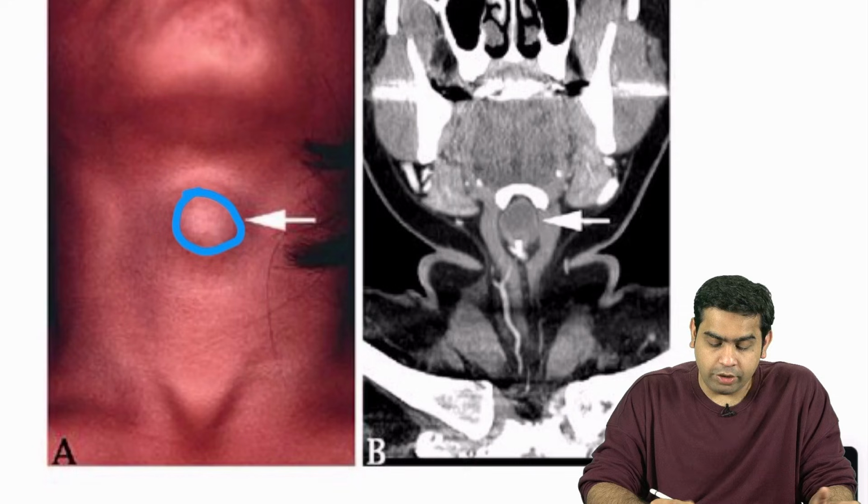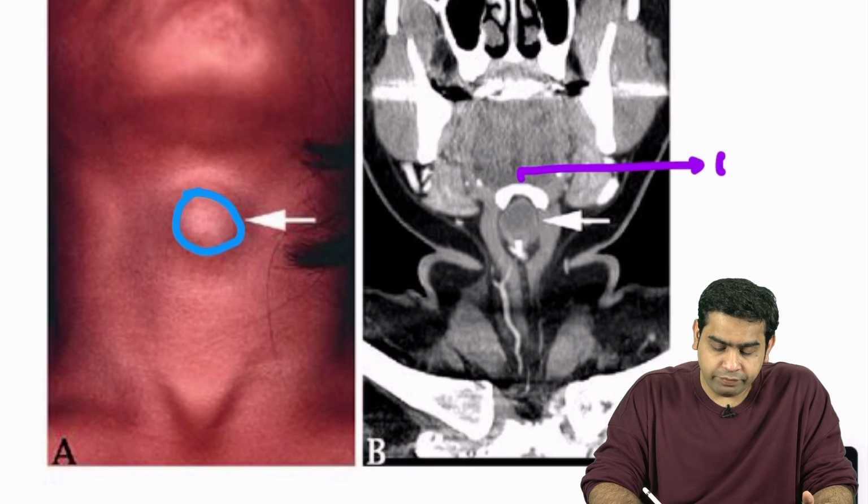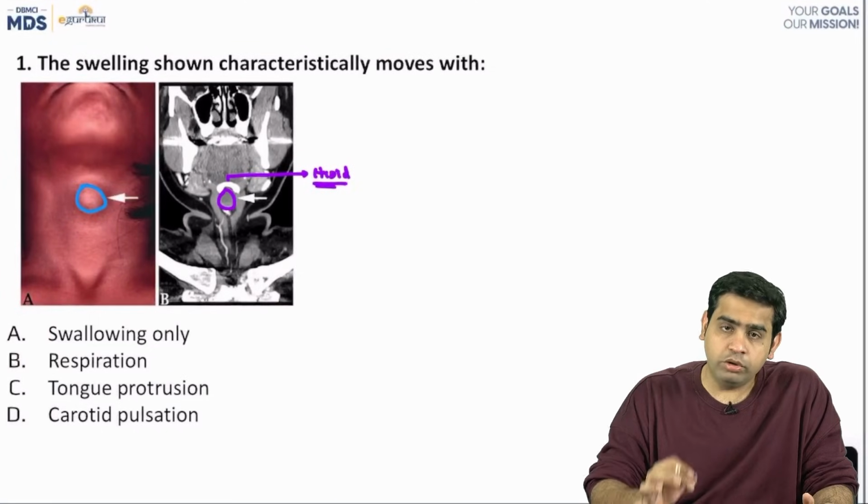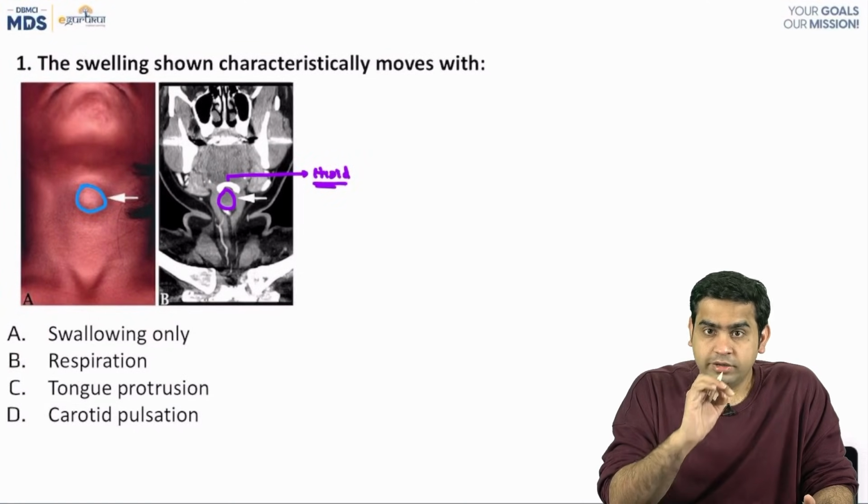This is a CT scan. Okay, so this is a CT scan. Are you able to appreciate that this is a hyoid bone? Hyoid bone, and the swelling is basically present just below this hyoid bone. So what I'm talking about? I'm talking about thyroglossal duct cyst.